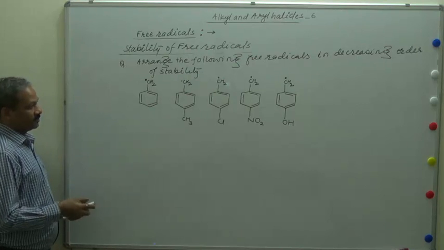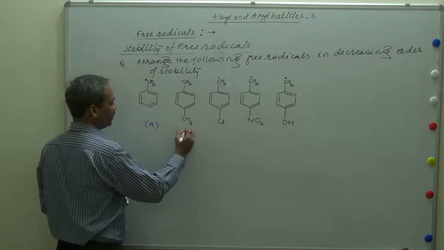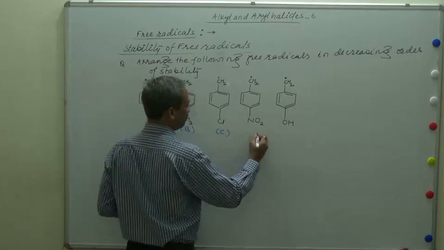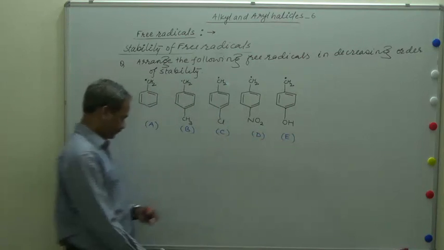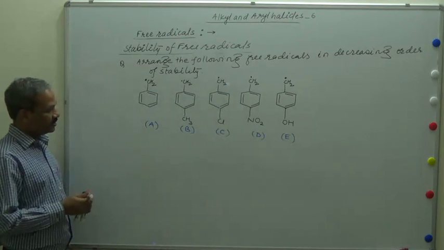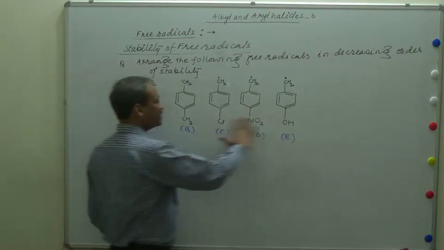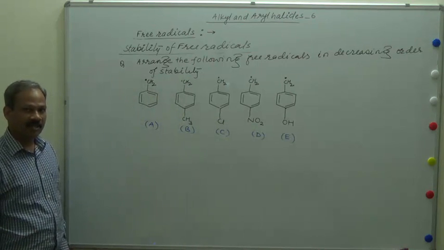These are some free radicals. We have to arrange them in the relative order of their stability: A, B, C, D and E. Now, all of them are benzylic free radicals.